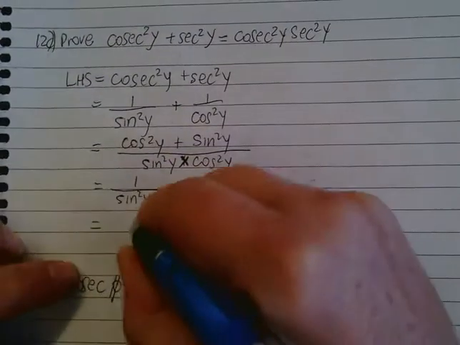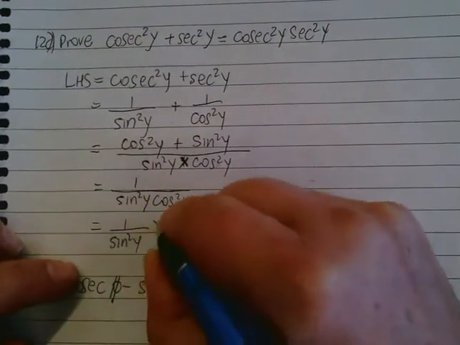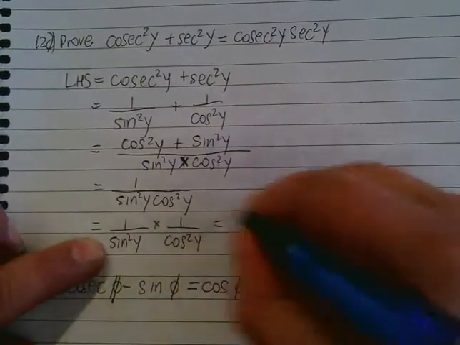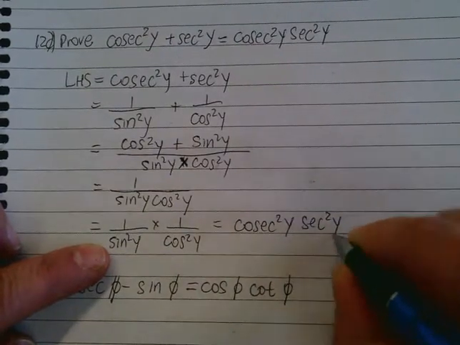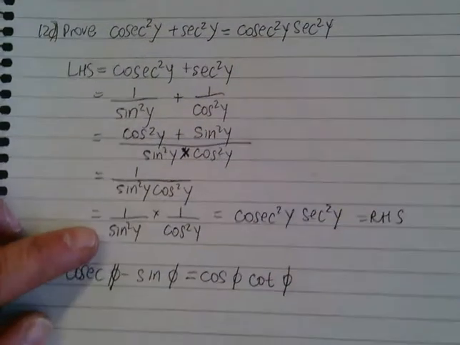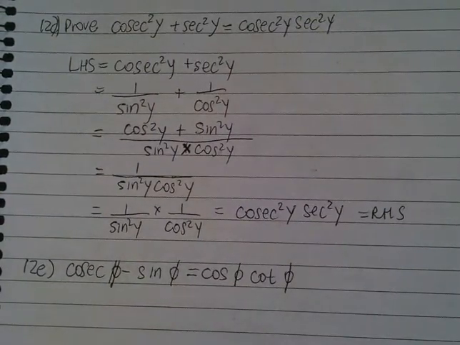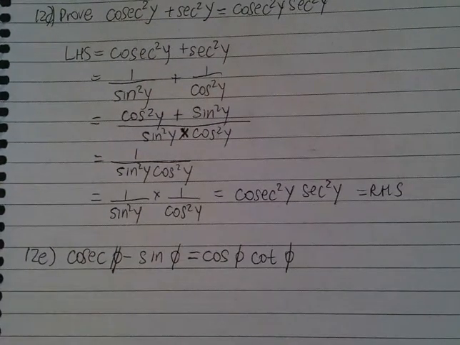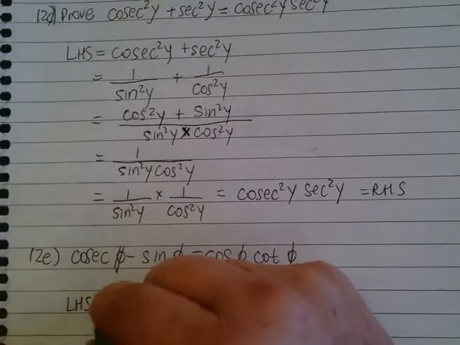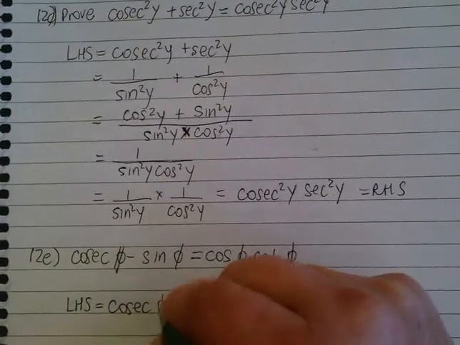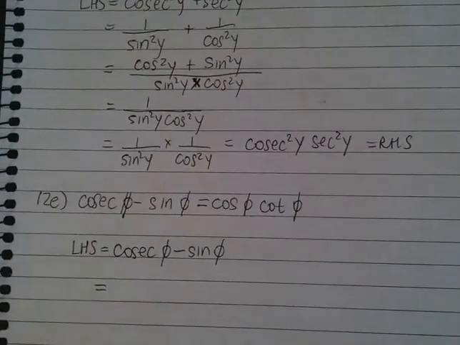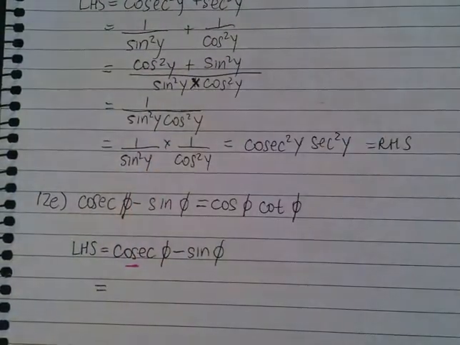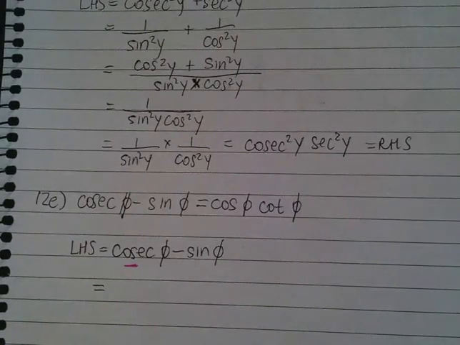So each of those is a reciprocal ratio, which is cosec squared y times sec squared y, equals right-hand side. Okay? Now, the next one are not squareds, so you wouldn't be using squared things. You can only use what? The reciprocal ratios. All right, you know what cosec is? Yep. That's the only thing you can do.